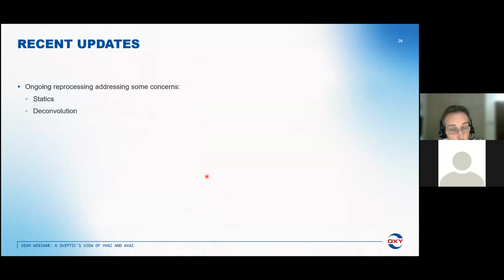Then there is the deconvolution, as well as some of the surface consistent amplitude corrections. So we are actively doing this today. I don't have any final results, certainly not the impact those steps have on Vvaz and AVAz, but hopefully that will come in the not too distant future. But we will certainly assess the impact of this reprocessing, if you will, paying attention to these steps.